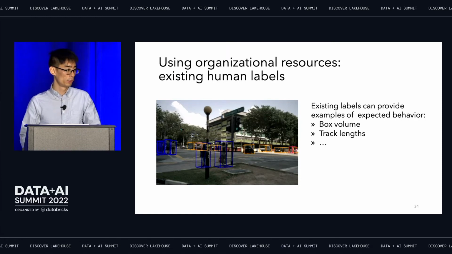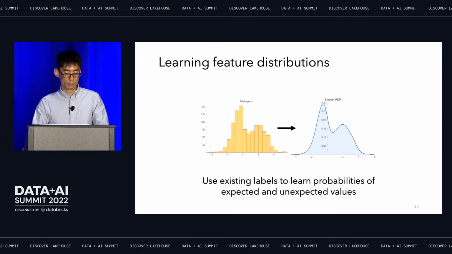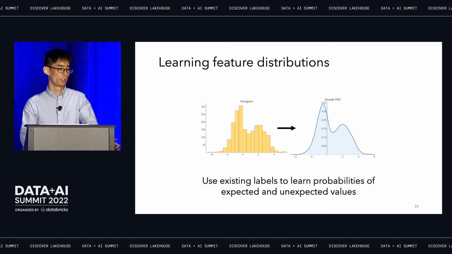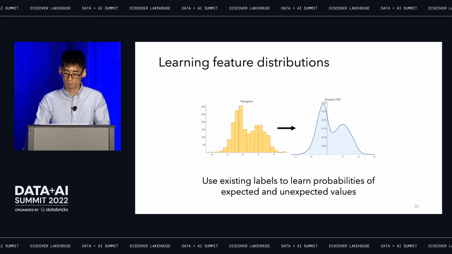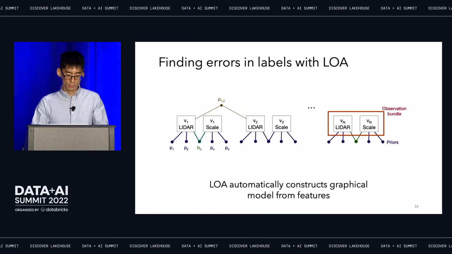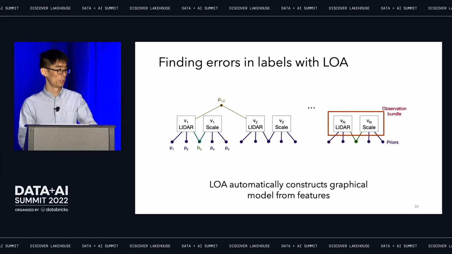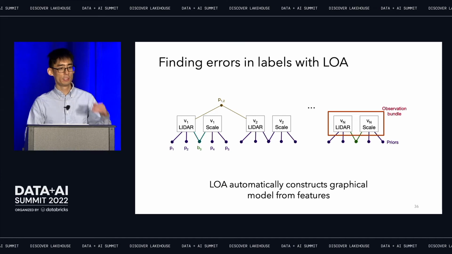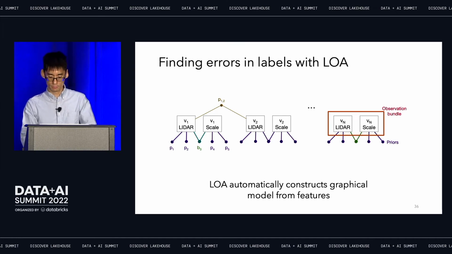Given these organizational resources specified by the system administrator, LOA will learn feature distributions, which tells us which feature values are likely or not. As a concrete example, if a car is going at 300 miles per hour, there's probably an error somewhere. Then under the hood, LOA will construct graphical models from these features and these associations and use this graphical model to score which ones are likely errors. And the full details of the scoring mechanism are in the paper.